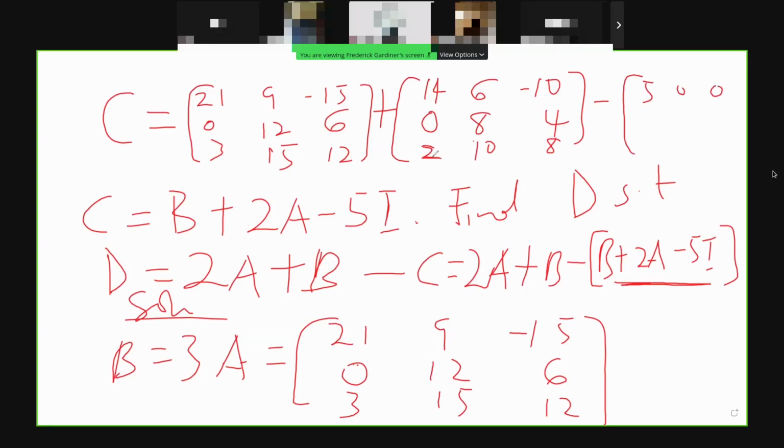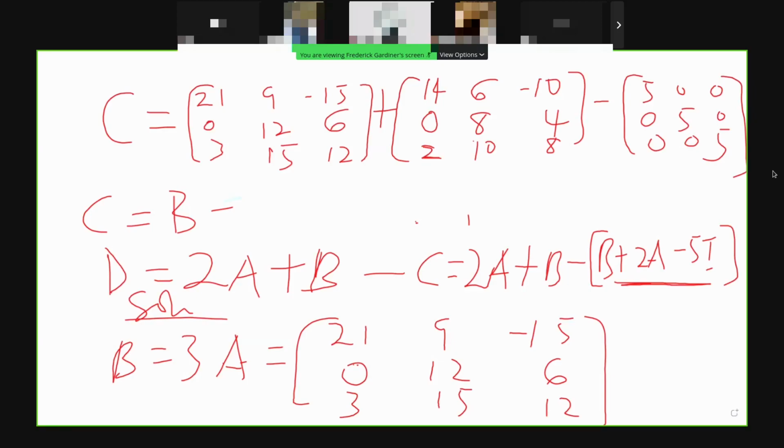Do you see that minus 5I will be 5, 0, 0, 0, 5, 0, 0, 0, 5? I hope you agree. Yes, you agree. So now the question is what will be our C?